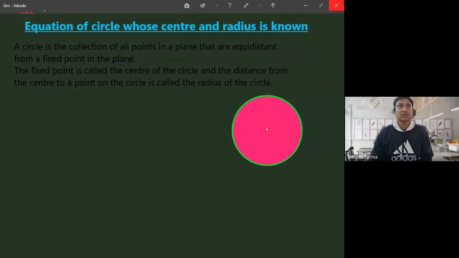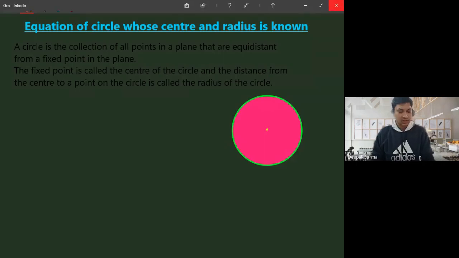So in this lecture, we are going to discuss, when the center and the radius are given, what will be the equation of the circle? Because a circle is a flat object, a 2D figure, we will have an equation in terms of two variables. Okay, so let's go to the slide. You can see what is written there. It is the equation of a circle whose center and radius are known.